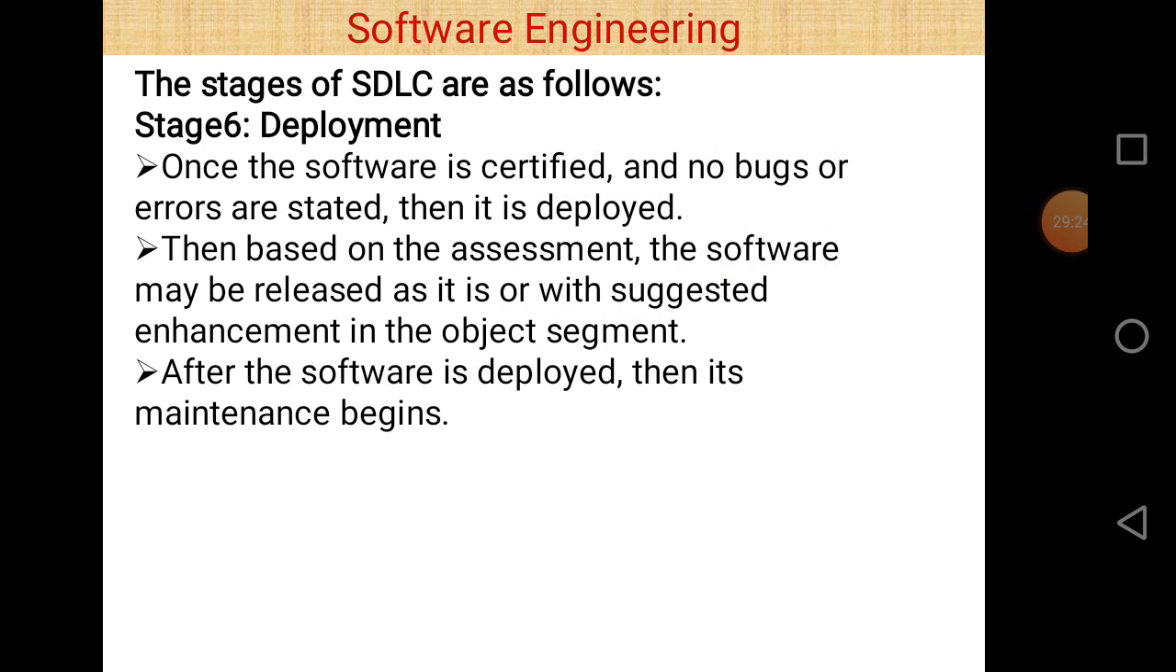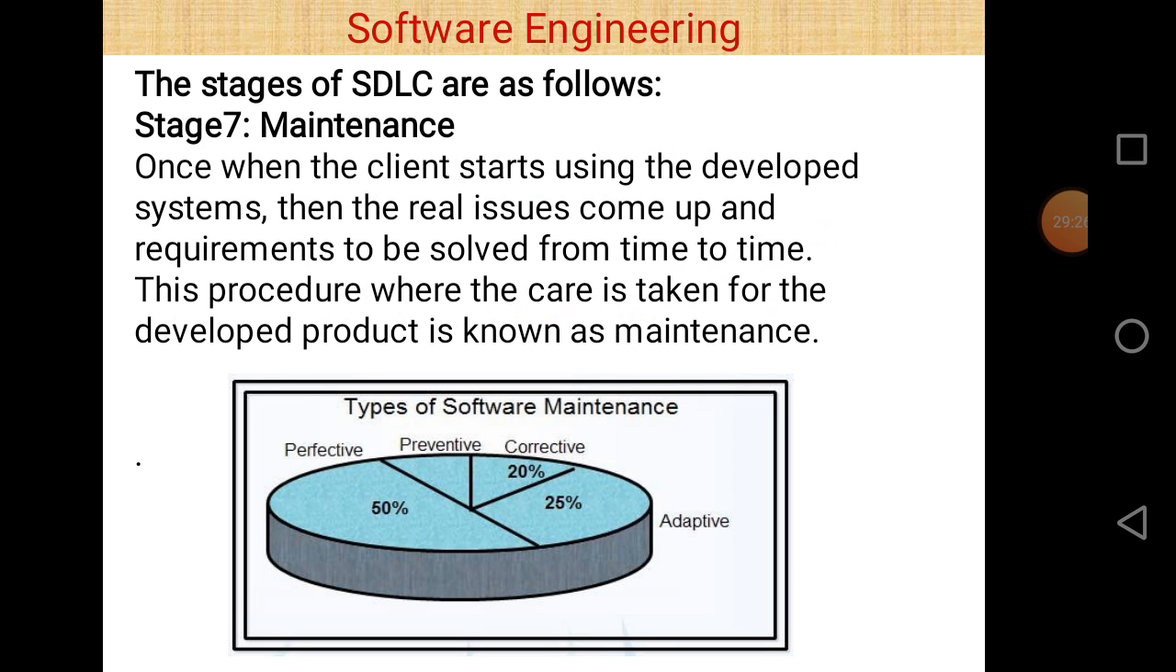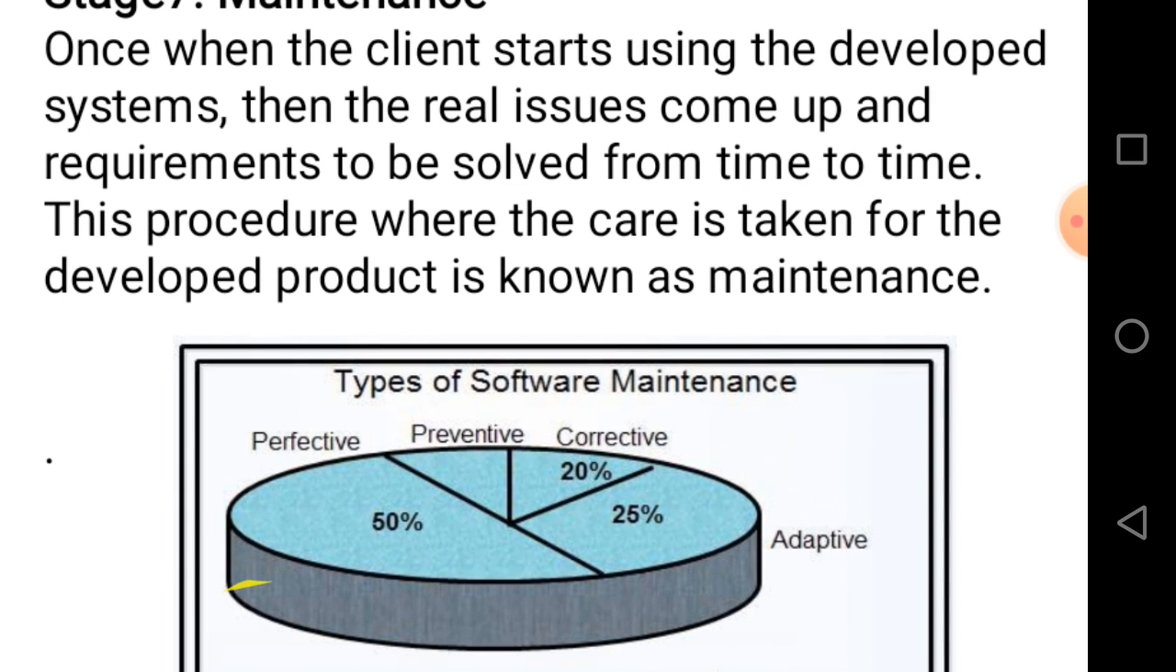And after that, maintenance. Once the software is deployed to the end user, it doesn't mean that our work is over. After that there is a stage called maintenance. Maintenance work starts at that point of time, and there are four types of maintenance: adaptive, corrective, preventive, and perfective.